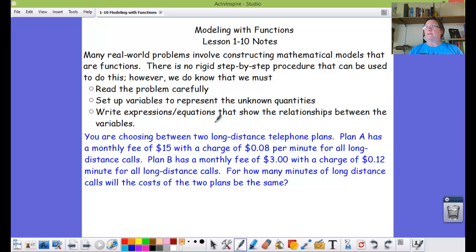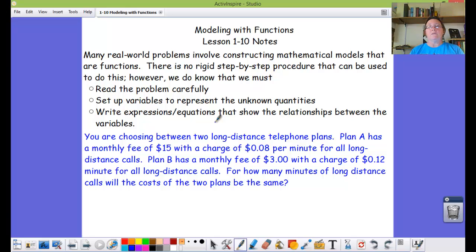So I'd like us to practice this on the word problem that you see here. It says we're choosing between 2 long-distance telephone plans. Plan A has a monthly fee of $15 with a charge of 8 cents per minute for all long-distance calls, while another plan has a monthly fee of $3, so much cheaper in that respect, with a charge of 12 cents per minute for all long-distance calls. So you get lower on the front end, but higher per minute charges.